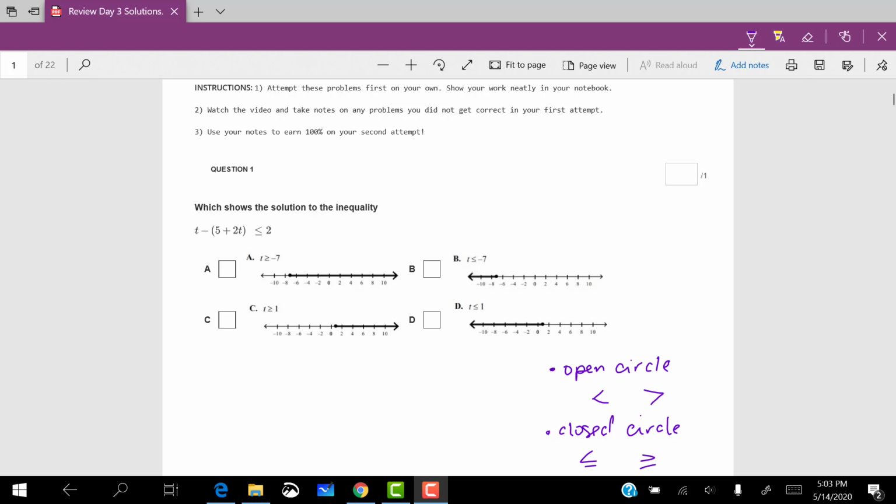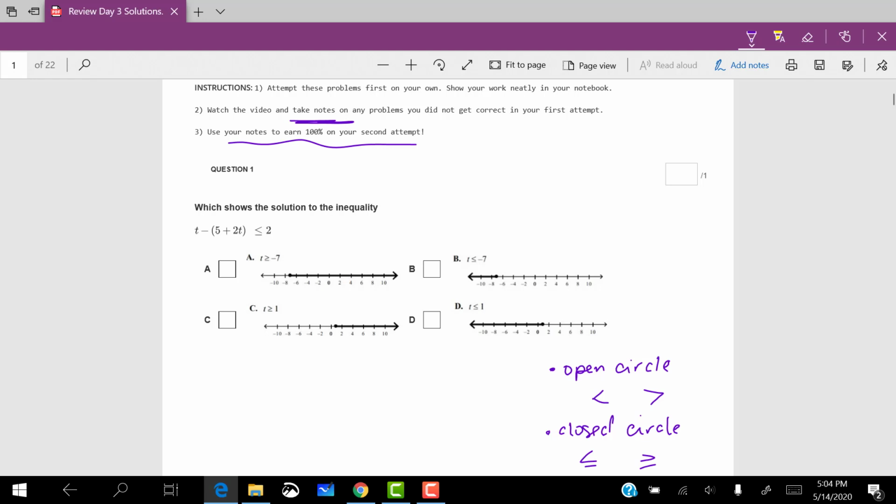Hey, Accelerated Algebra, make sure you've tried these problems already once and written your work in your notebook. And now, as you watch this video, make sure that you take notes on anything that you didn't get correct the first time, and then use your notes to get 100% on your second attempt.